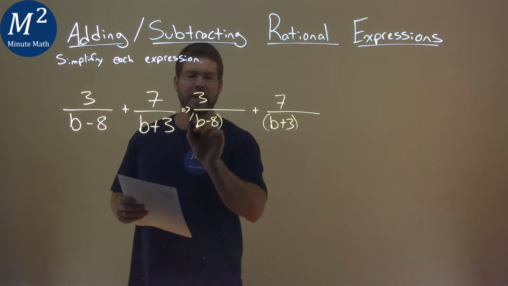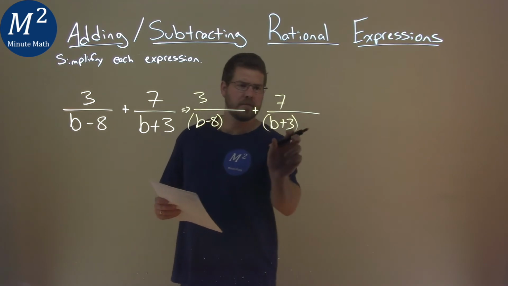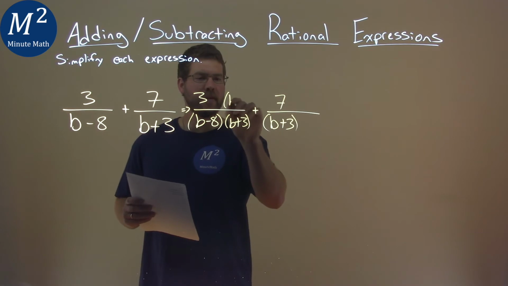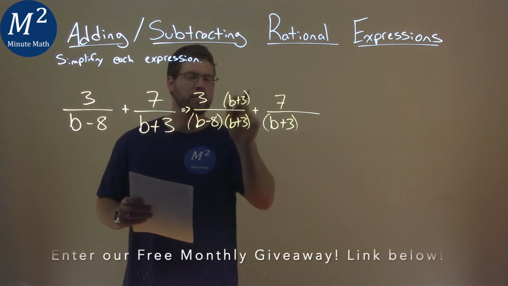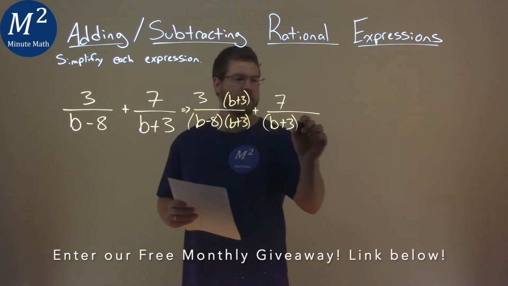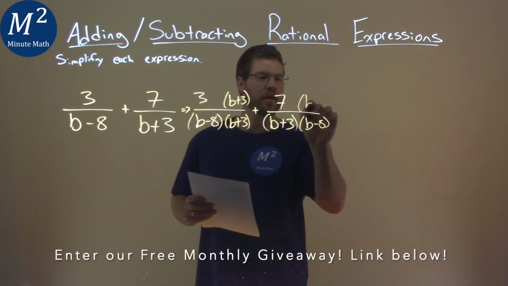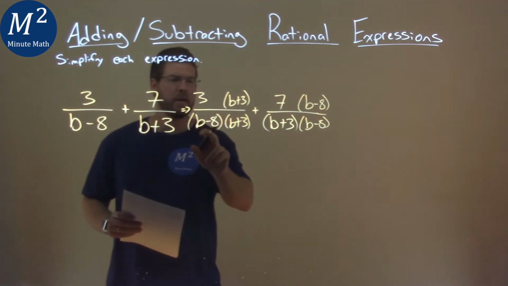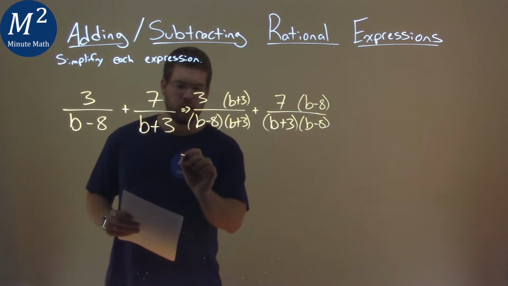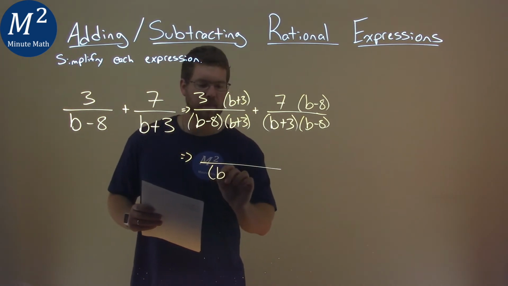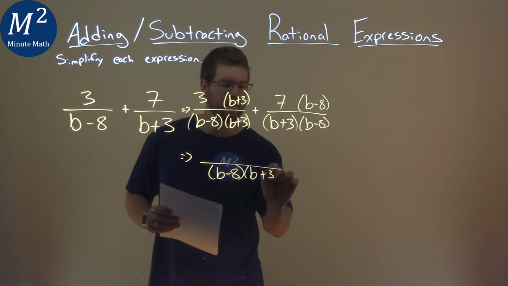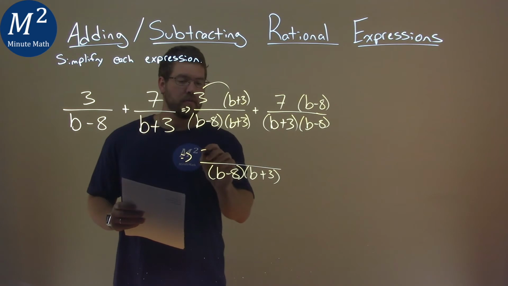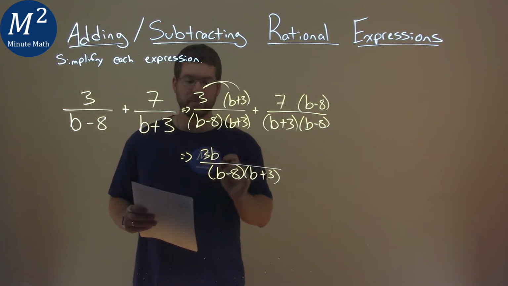And I'm going to show you how we can get the same denominator. I'm going to take this denominator, b plus 3, and put it on this left fraction over itself. This denominator, b minus 8, same thing, b minus 8 here, and we're multiplying that out. We now have the same denominator, b minus 8 times b plus 3. So we can write that as one big fraction, b minus 8 times b plus 3. And we now have to simplify the numerator. 3 times b is 3b, and 3 times 3 is 9.